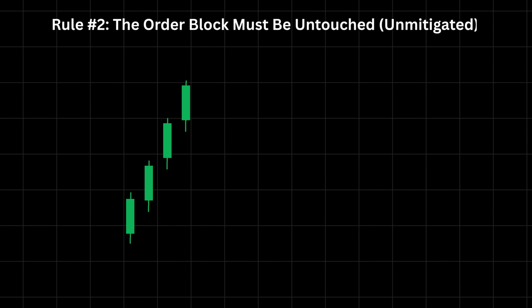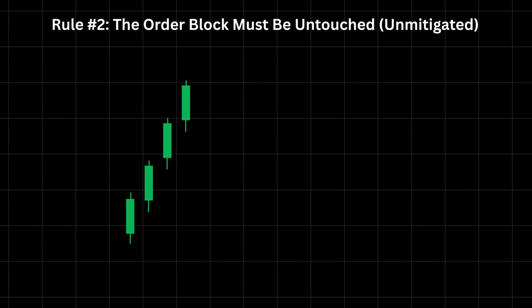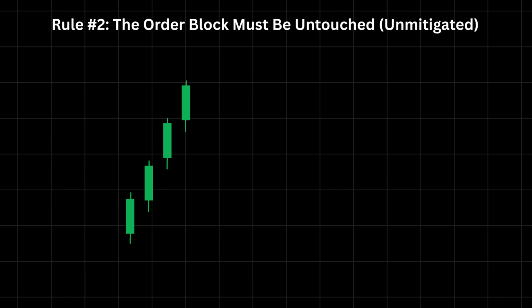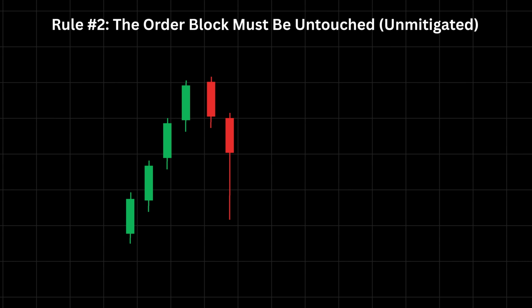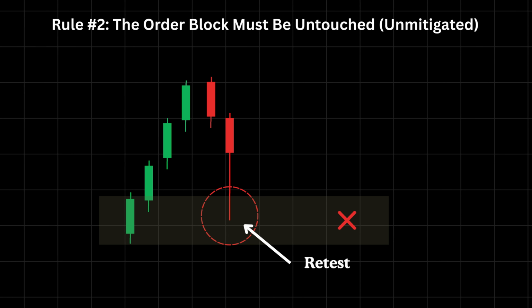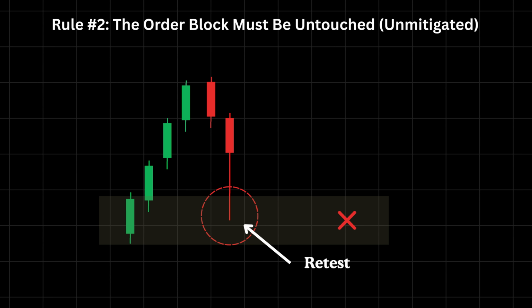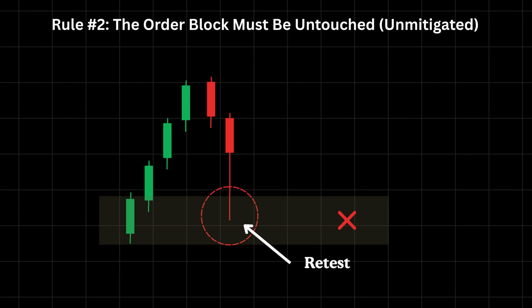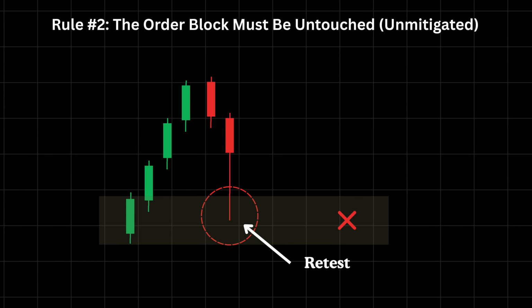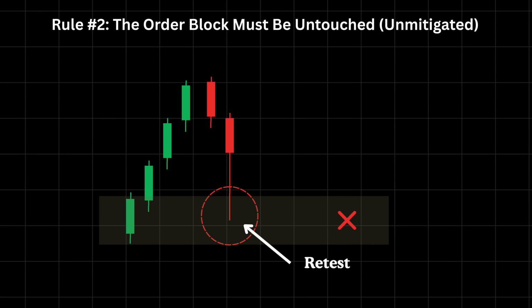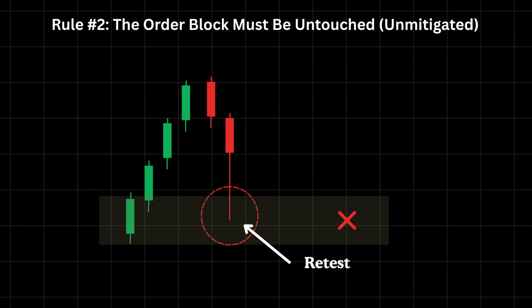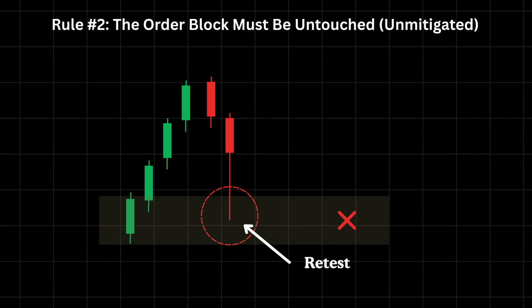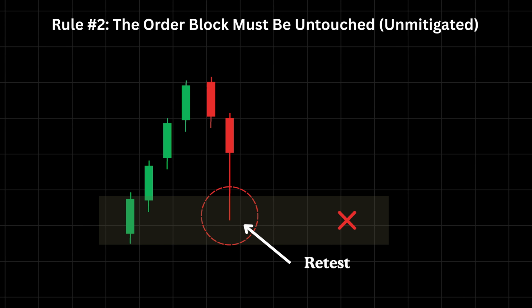Rule number 2. The order block must remain untouched. In simple terms, it has to be unmitigated. Order blocks aren't permanent, they typically offer a one-time trade setup. If price revisits the zone, even with just a wick making contact, that order block becomes invalid, as it's now considered mitigated. Why? Because the pending orders at that level have most likely been executed, the smart money has already made its move. So once you've marked an order block, monitor it closely. The instant price taps into it, treat it as used and move forward to the next opportunity.